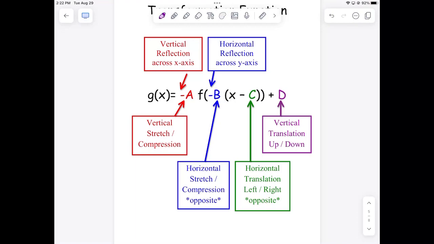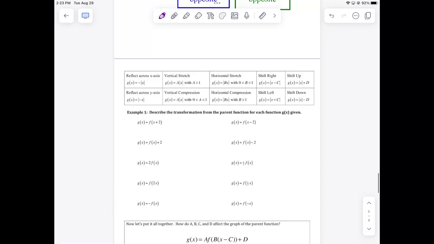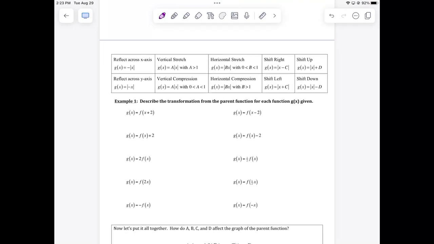Nice and colorful. Notice it does say on the inside for the B and the C, it says opposite. And it already has the negatives in there, just to remind you that they could be negative. Those are your reflections. All right. If you want to refer to that chart, you can. That's fine. I'm going to walk you through example 1.